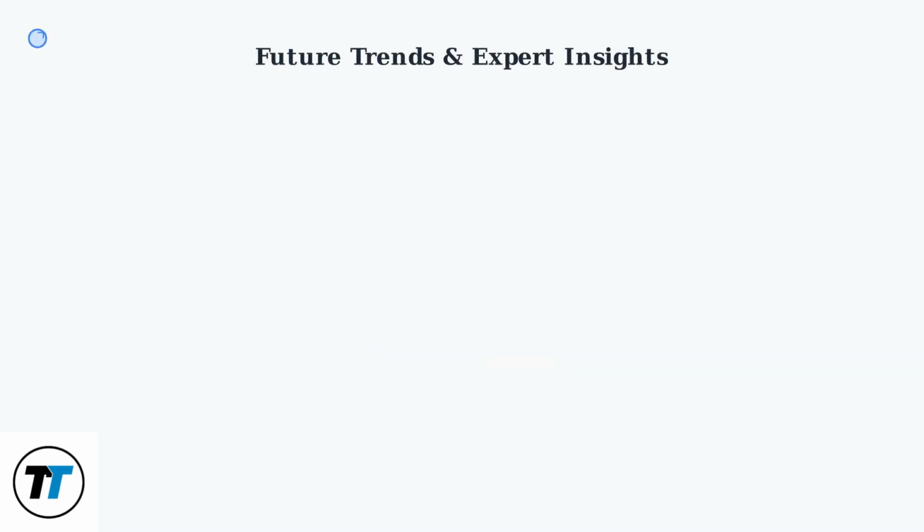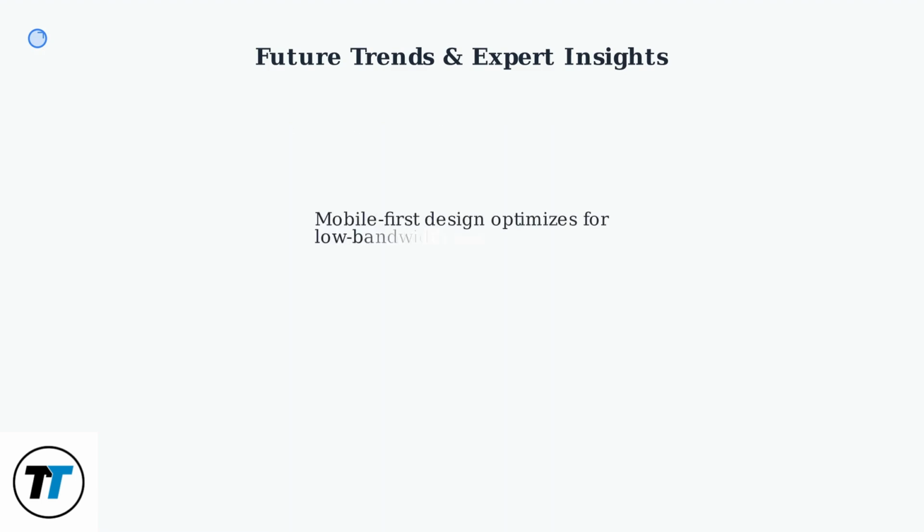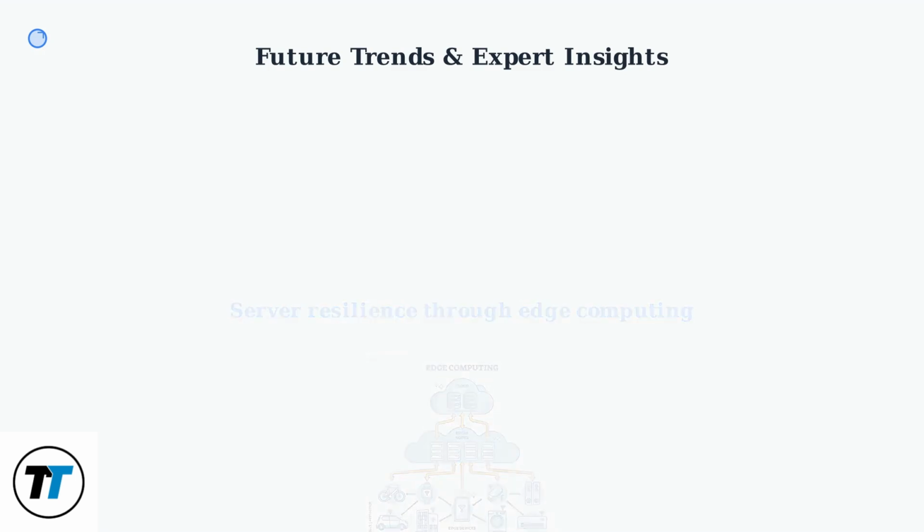The future of troubleshooting involves AI-assisted fixes. IBKR is integrating machine learning to auto-detect and resolve cache and sync issues. Mobile-first design is driving optimizations for low-bandwidth environments. Cybersecurity expert Mark Thompson suggests server resilience will be key, potentially making portfolio loading near instantaneous through edge computing. By 2030, experts predict 90% of issues will be self-resolved via app diagnostics, with blockchain-based portfolio verification emerging for ultra-reliable sync.